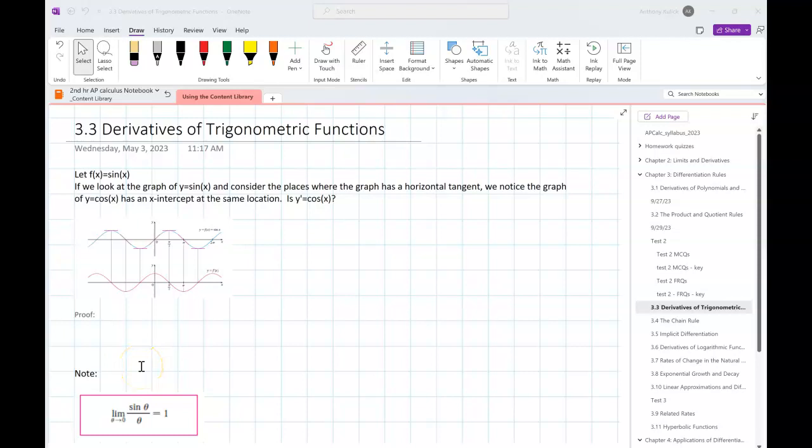It's good. So today we're going to be looking at derivatives of trig functions.